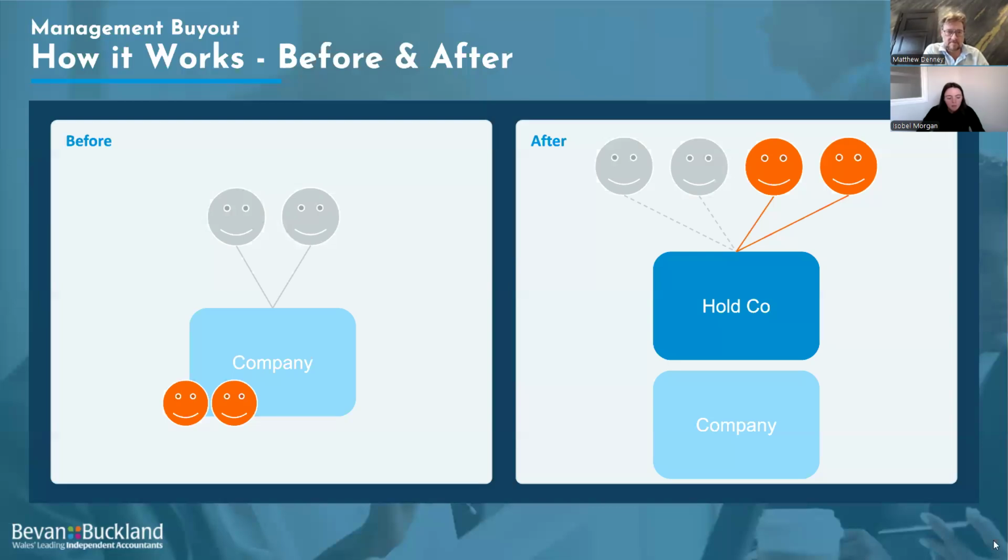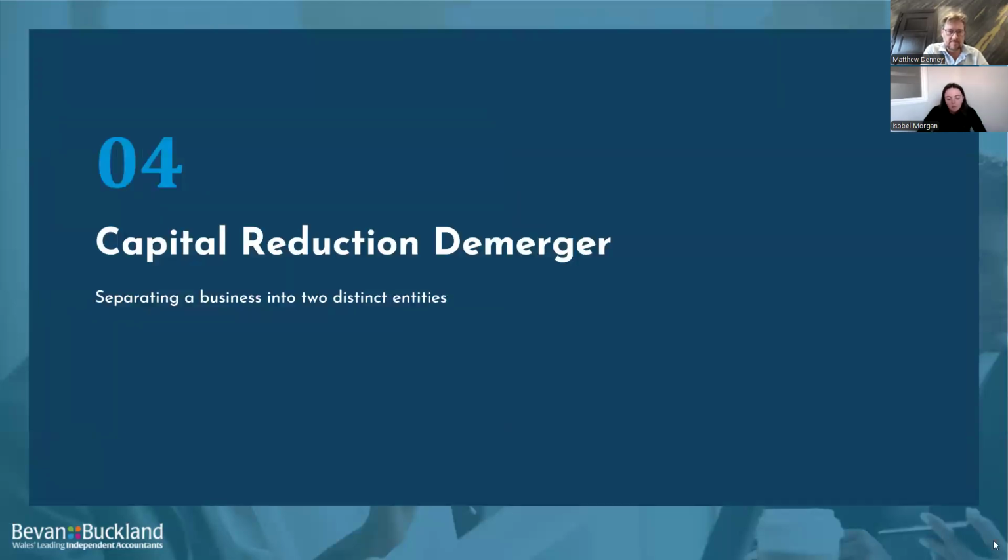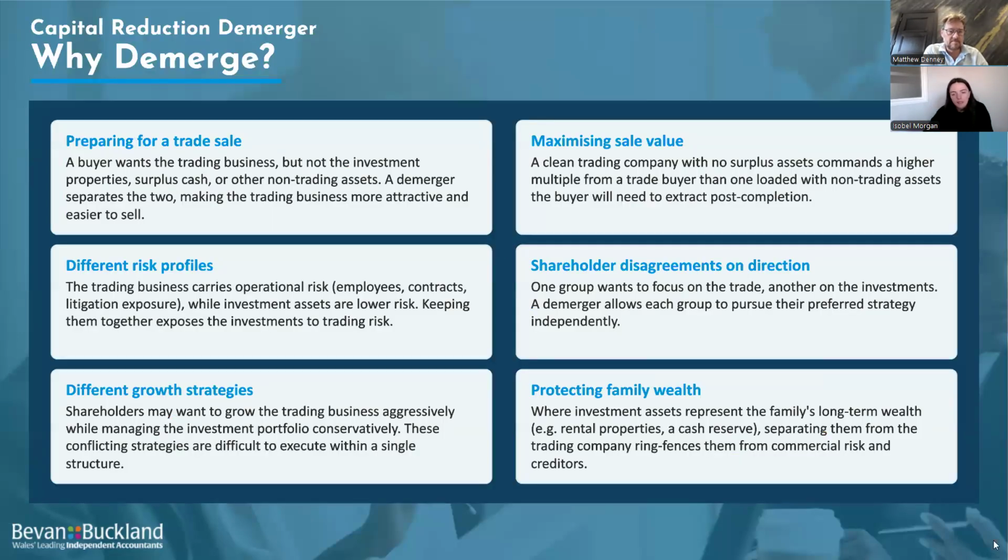And now we're going to look at something quite different, known as a capital reduction demerger. So this is very different, in terms of bringing people together. This is separating the business into two or more distinct entities. It's increasingly common and would be particularly beneficial ahead of a trade sale of a business. A capital reduction demerger is quite a complicated procedure, but there are many reasons as to why you might go down this route. The most common would be preparing your company for sale.